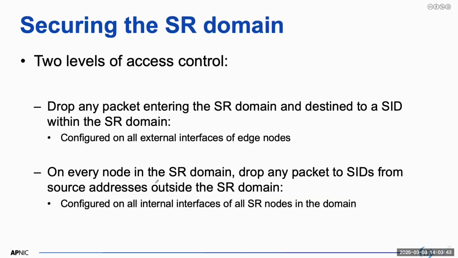As in the case of any other protocol, we also have the concern of security. When we are enabling segment routing, we need to protect our segment routing domain from outside and from inside as well. That means we need to drop any packet which is entering into our segment routing domain where the destination is our own segment routing domain. And if any packet is generated from within our segment routing domain and the destination is outside our domain, we also need to drop that.